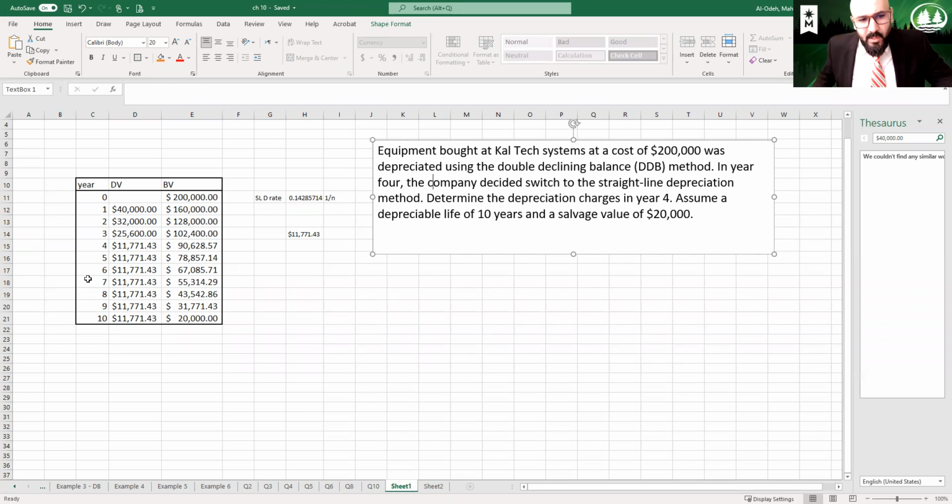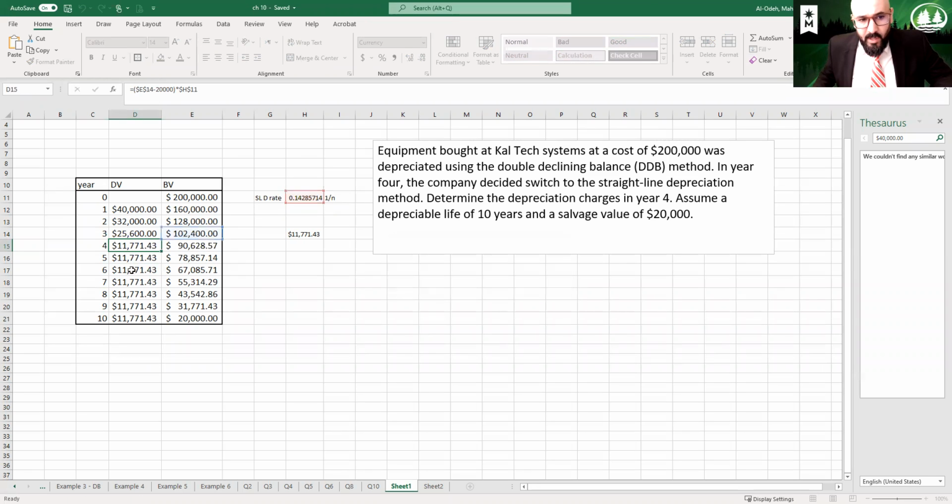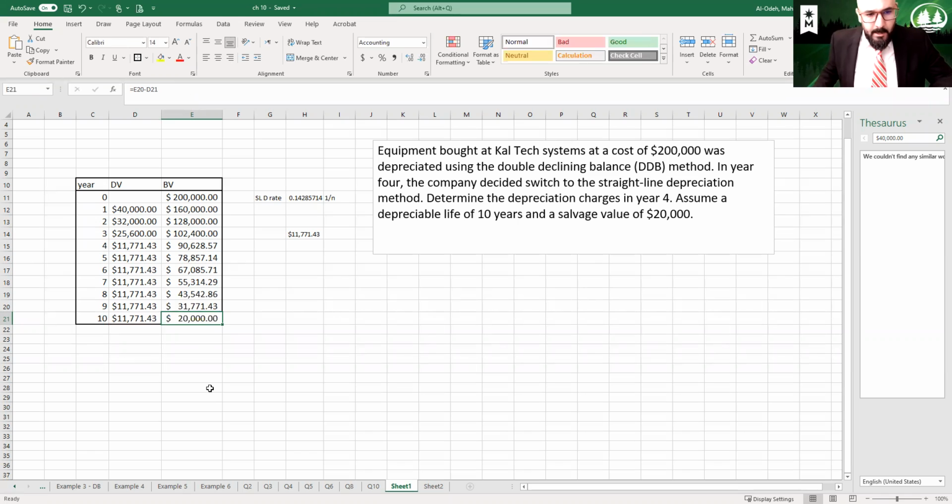However, if you continue with the depreciation analysis, as you know, the straight line will depreciate with a fixed amount. So that 11,000 will stay over the years from year 4 all the way to year 10. And now for the book value, it's the same thing that we did before, subtract the depreciation value of the current year from the book value of the year before. And then once you do all the analysis, you will find out that the salvage value for the asset would be $20,000.